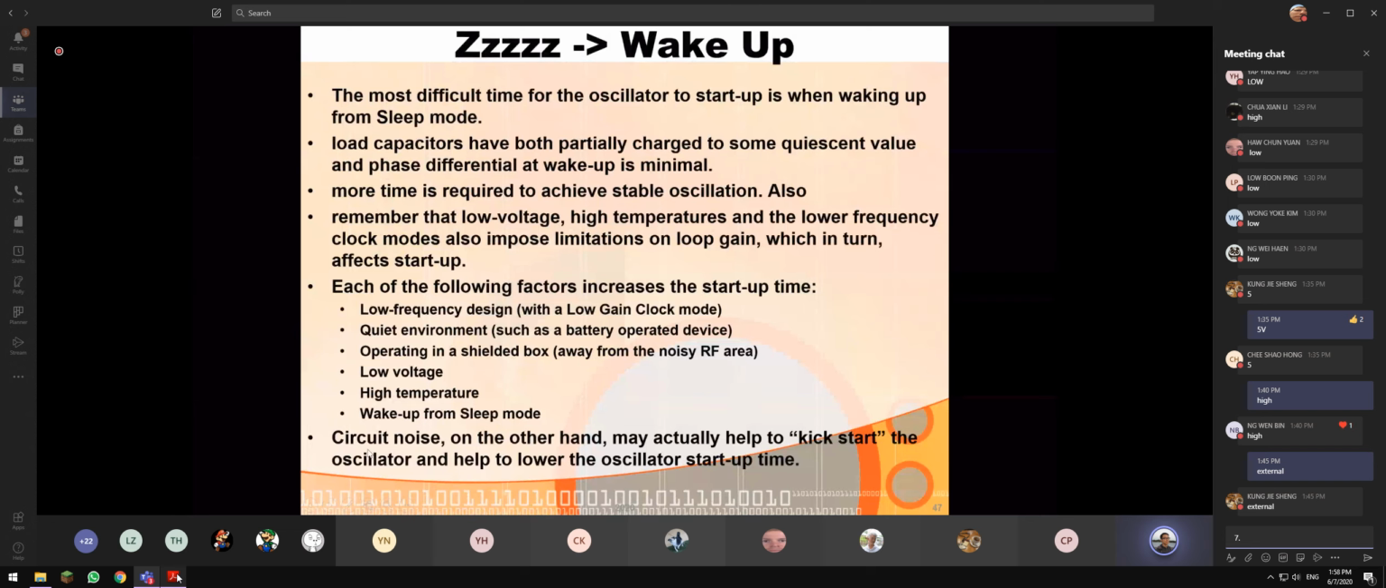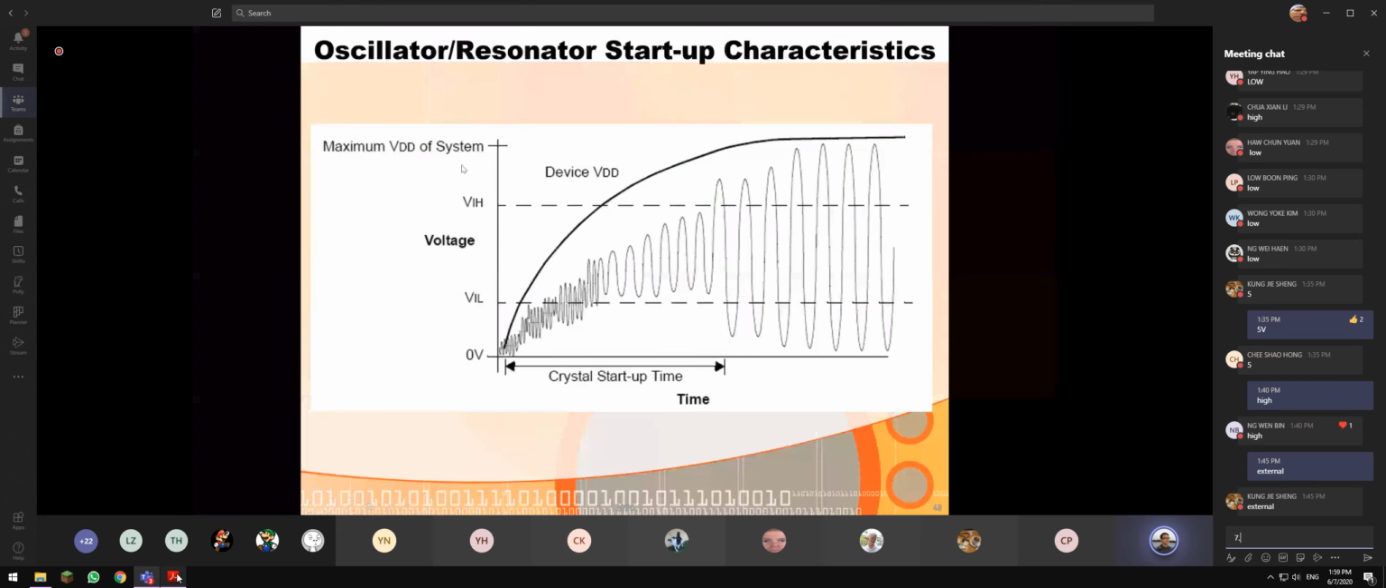However, circuit noise is good. It kickstarts the oscillator and helps to lower the oscillator startup time. Just like for example, now it is time's up, correct? I shouted at you, it is better, correct? You go, oh yeah, someone is shouting at me, all right or not? So remember all these features here increase the startup time, including sleep mode. Remember, when you are in sleep mode, it might take forever for you to wake up.